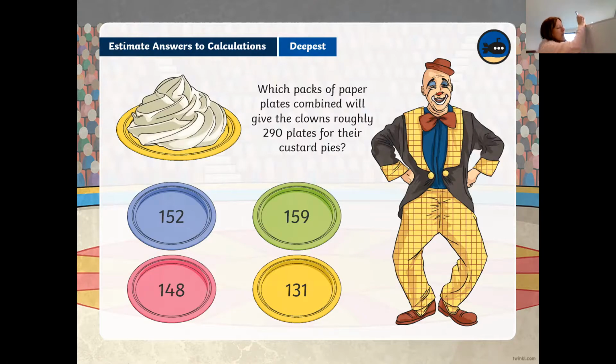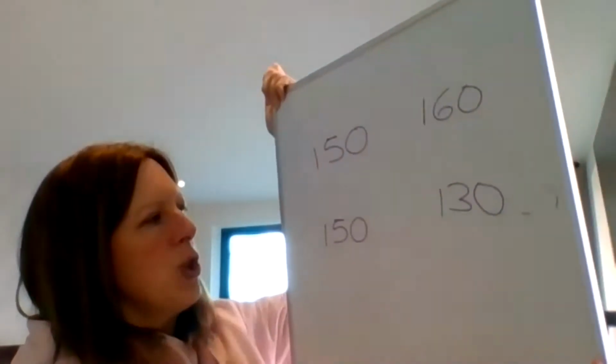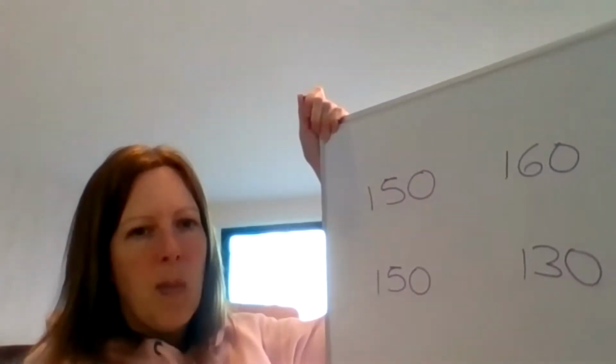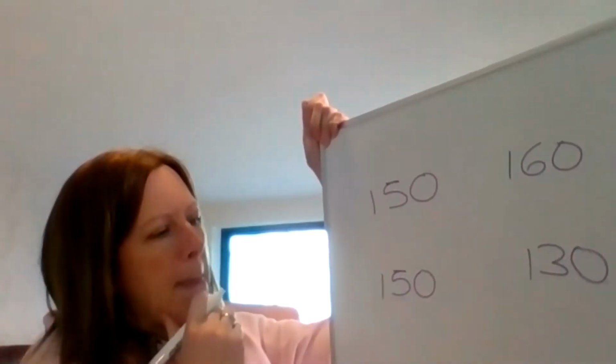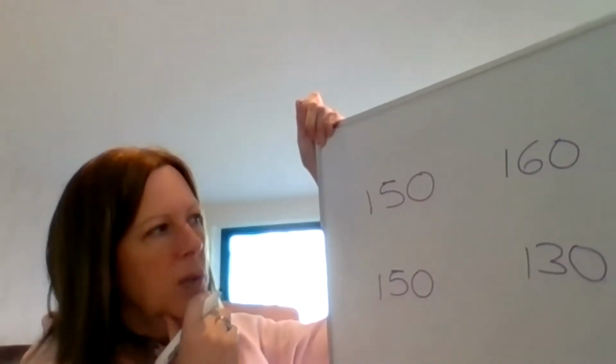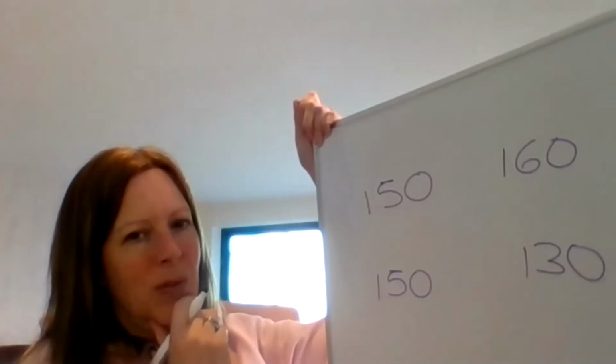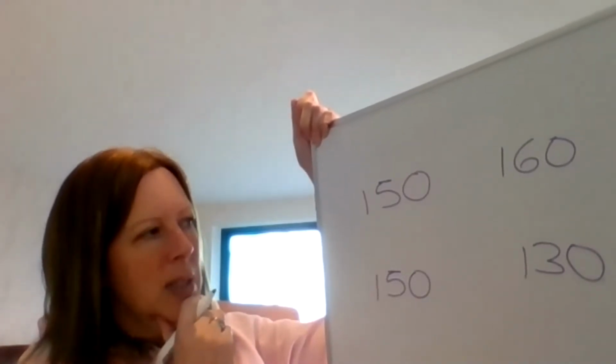So we've said we've got 150, this is for the blue ones, 160 if we round the green ones, 150 for the pink red ones, and then 130. And we want to know which of those combinations would give us roughly 290 plates. So let's have a little look at those numbers and see if you can work out which two numbers are going to give us roughly 290 if I add them together.